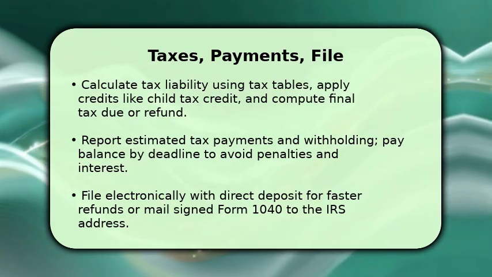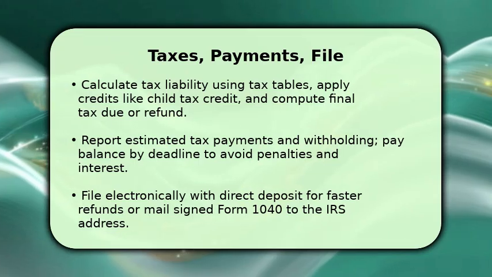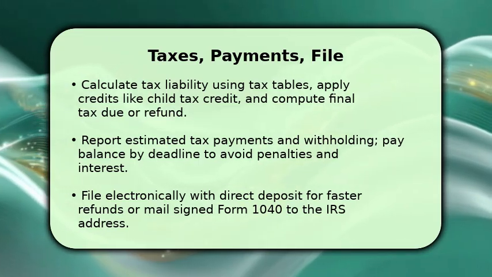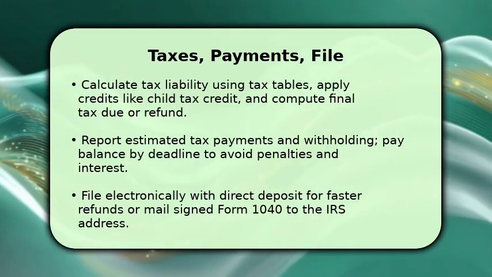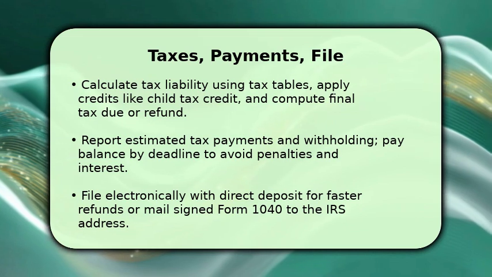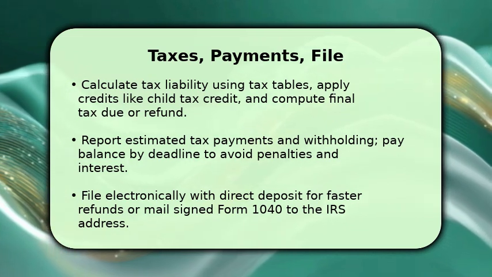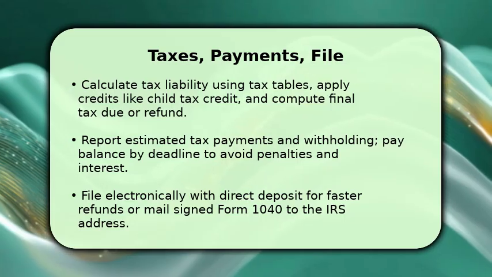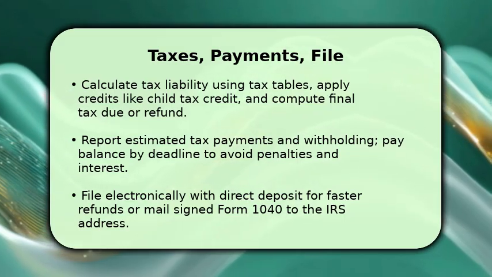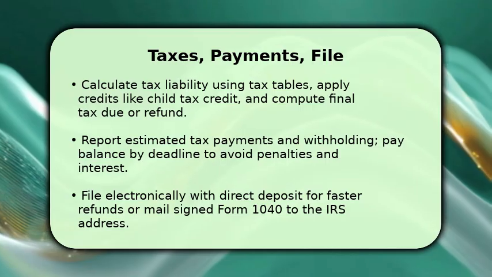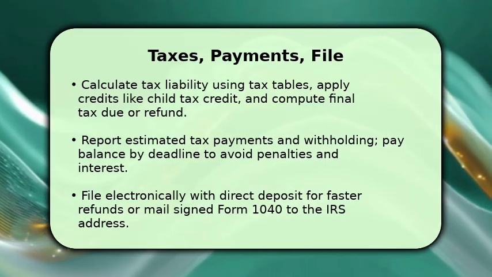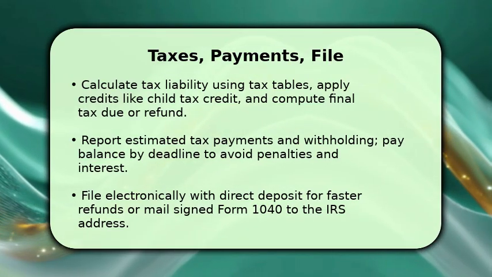Subtract federal income tax withheld and any estimated tax payments to determine whether you owe or will receive a refund. If you owe, pay by the filing deadline to avoid penalties and interest. Choose electronic filing with direct deposit for the fastest refunds, or print, sign, and mail Form 1040 to the correct IRS address if you prefer paper filing.